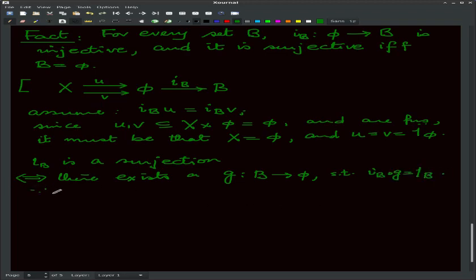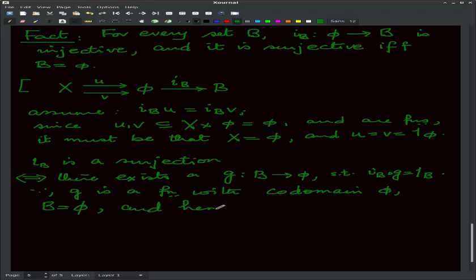Since G is a function, again the same study, G is a function with codomain B, B must be the empty set, and hence G is identity of the empty set, which is equal to I of B. So that tells us that therefore B is equal to the empty set, right?